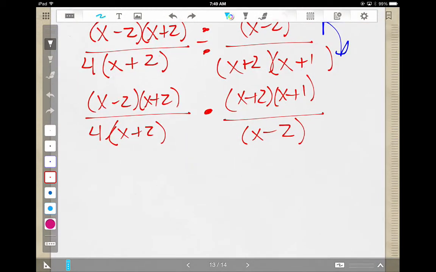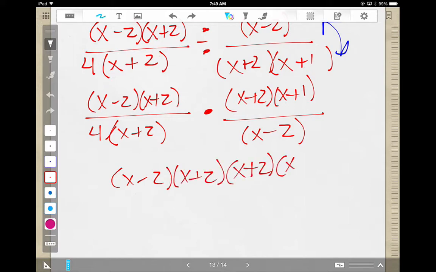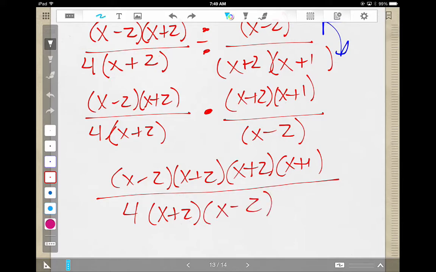So now I'm going to write it all together. So it's going to be x minus 2, x plus 2, and then multiplied by the numerator of x plus 2 and x plus 1. All of that is over 4 times x plus 2 times x minus 2 here.